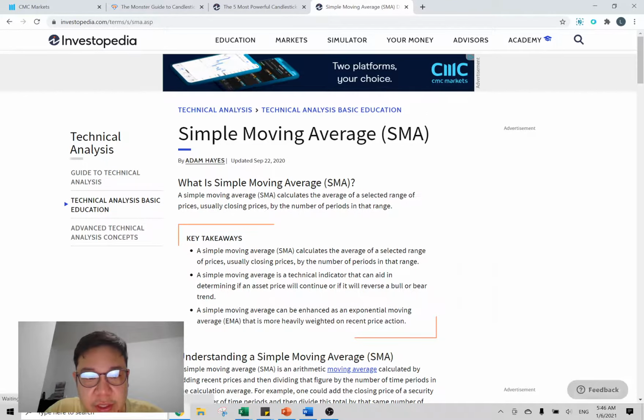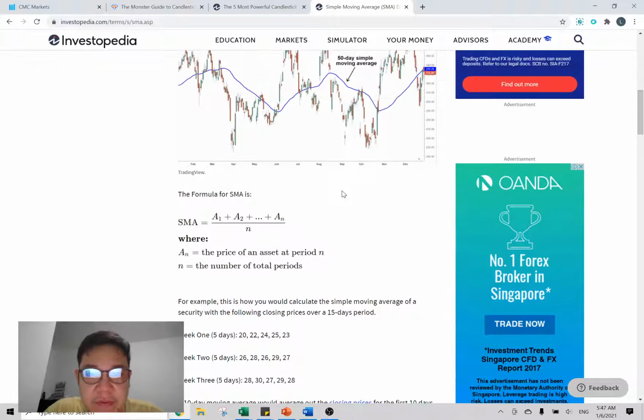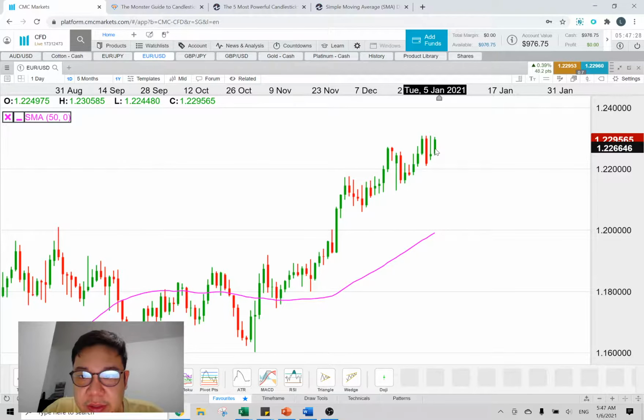Quite hard to read. Okay, never mind. Basically, it is the different pricing of the closing pricing, and then take the average. So you see, price of asset at a period, whatever period, 5 days, 10 days, 100 days, and then divide by the number of periods. So what I mean by that is basically the closing pricing.